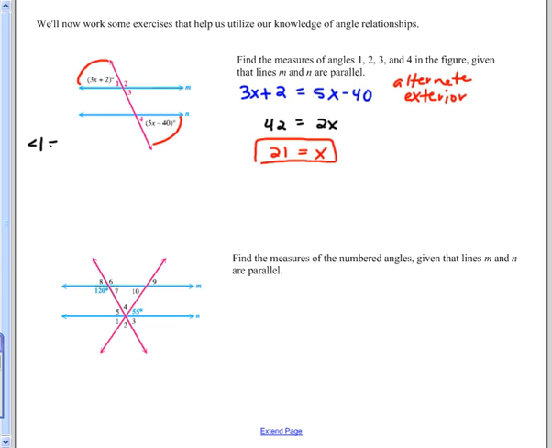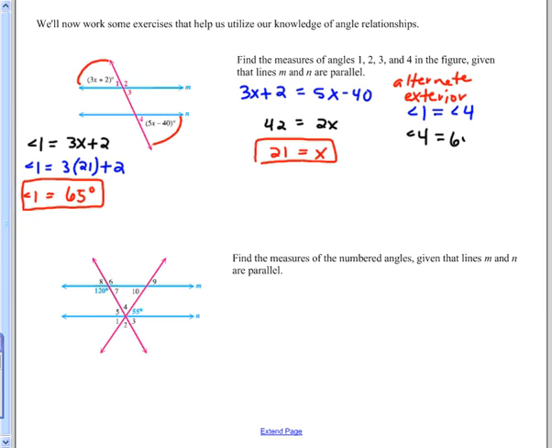Angle 1 measured 3x plus 2 degrees. So now I know that x is actually 21, and I can find the measure of angle 1. Angle 1 is going to be 3 times 21, which is 63, plus 2, which would be 65 degrees. Do not forget your degree symbol. That's very important right now. Okay, we know angle 1, and since angle 1 and angle 4 are equivalent by the idea of alternate exterior angles, angle 4 is also 65 degrees. Very quick find on that one.